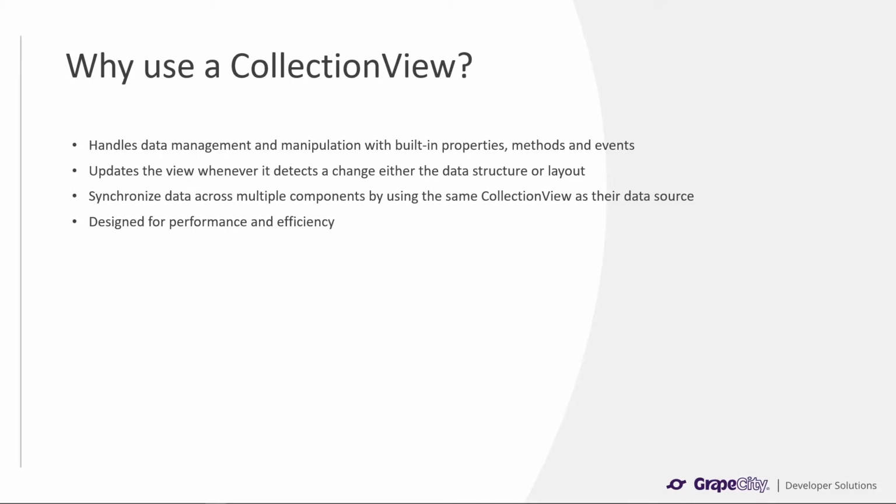Like I had mentioned previously, collection views come with a host of built-in methods and events that make it easier to handle changes in your data, but a collection view will also automatically update your view whenever it detects changes in your data. It also allows you to synchronize your data across multiple components by using the same collection view as their data source, and is designed to be able to handle collections of data with hundreds of thousands of objects easily and quickly.